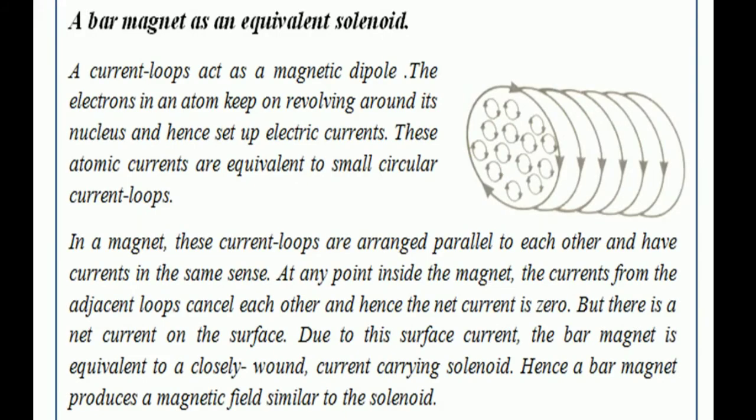Now the same thing I've written out here. Because of all the electrons, we will have a surface current. Due to that surface current, this bar magnet will have magnetic property.